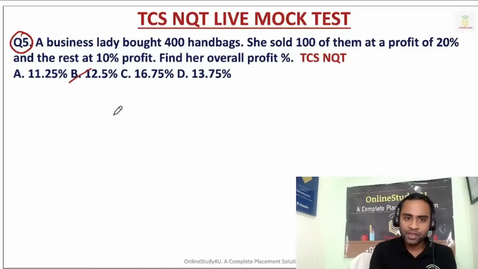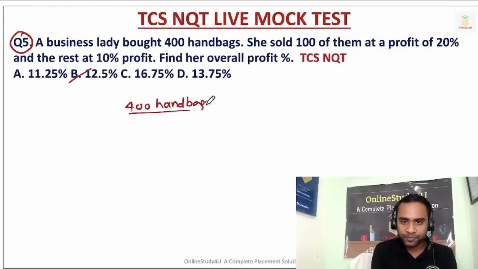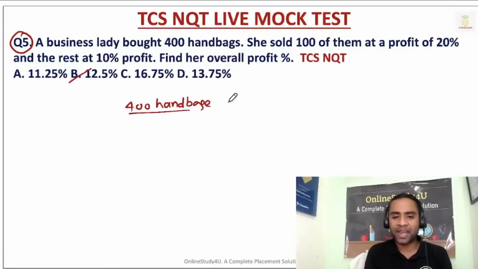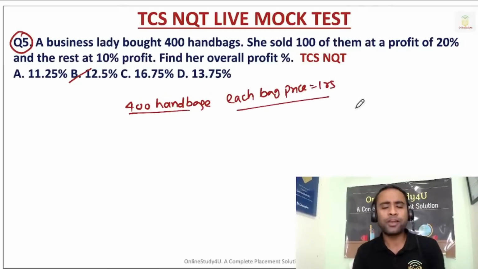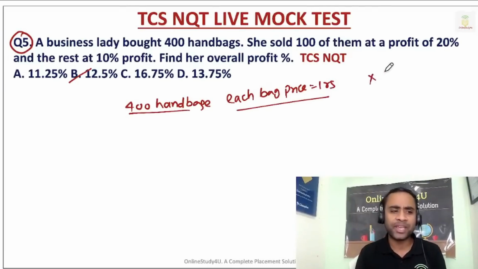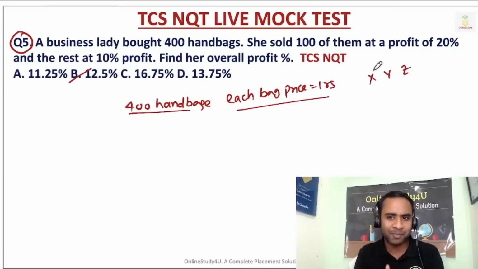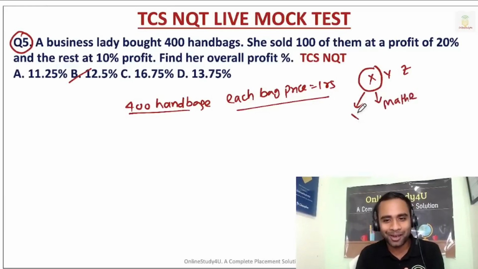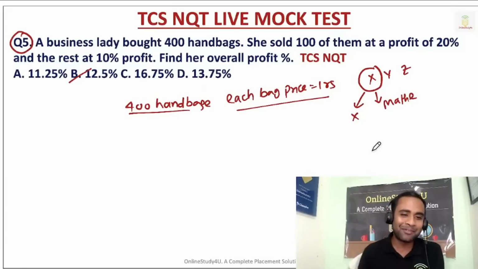Now let us see. A business lady bought 400 handbags. Total is 400. Suppose each bag price is 1 rupee. Sir, have you gone mad? Whatever you want, you are assuming. Why are you not assuming X, Y, and Z? Friends, always remember, whenever you bring X, either in mathematics or in your real life, things will automatically become complicated.